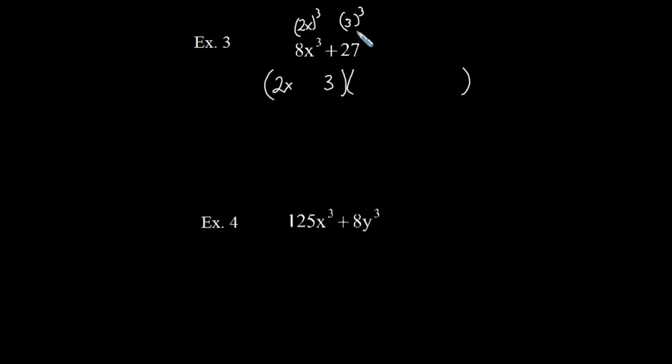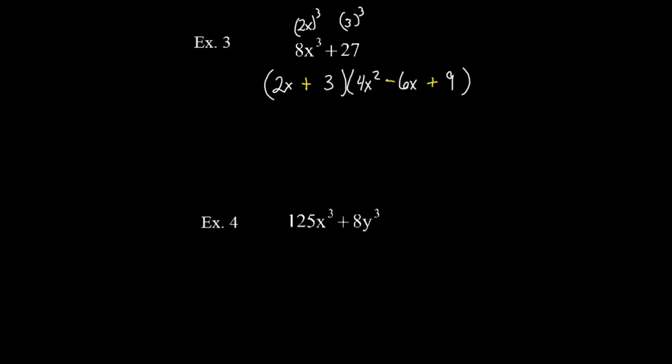It's not necessary to write this above. I'm doing that just for a visual so that everyone understands. When we take the cube root of 8x cubed, then it becomes 2x, and the cube root of 27 is 3. Then we say 2x times 2x, which is 4x squared, 2x times 3, which is 6x, and then 3 times 3, which is 9. And then we will sign according to SOAP, same, opposite, always positive. All right, and example 3 is finished.